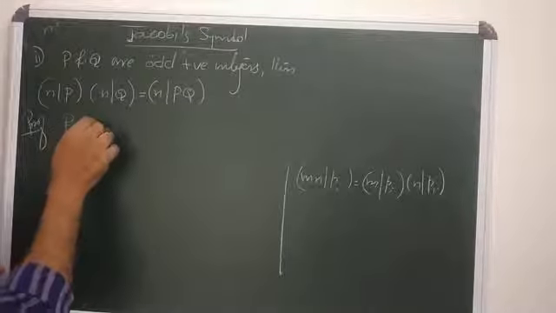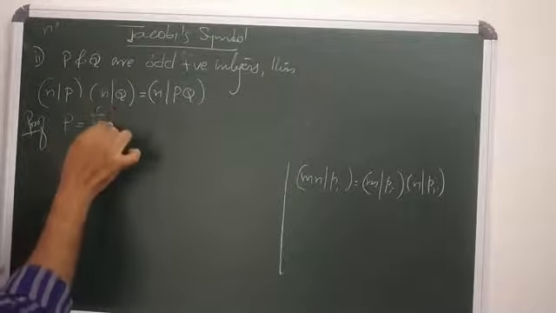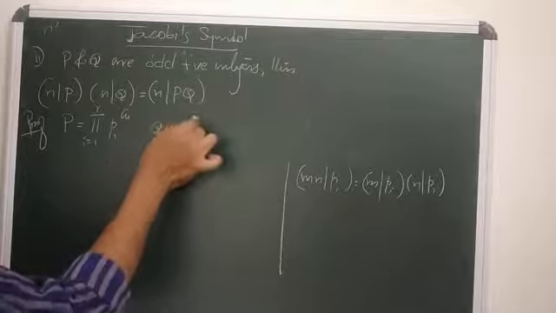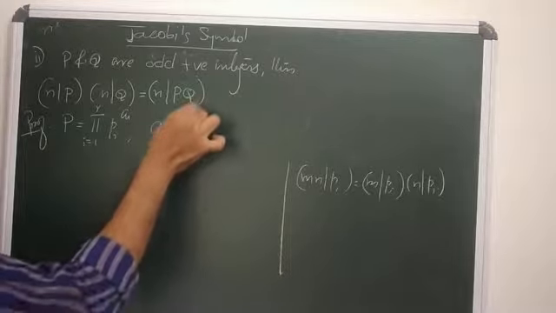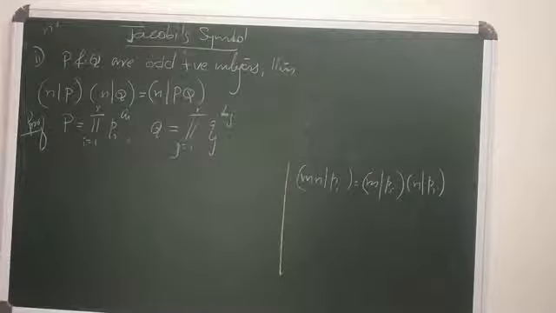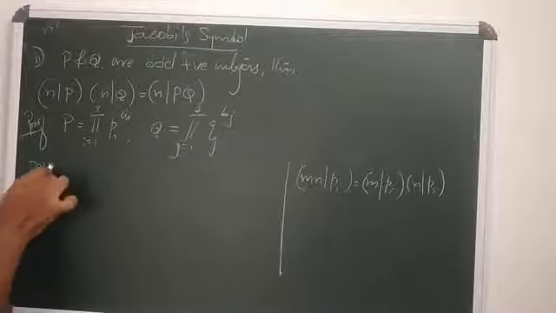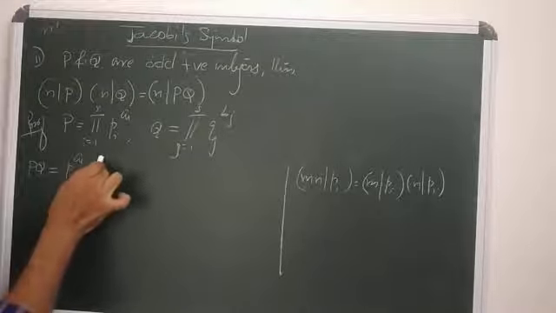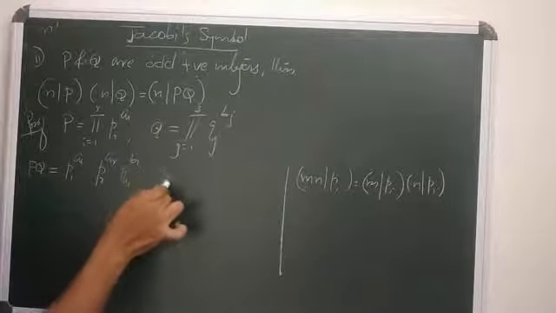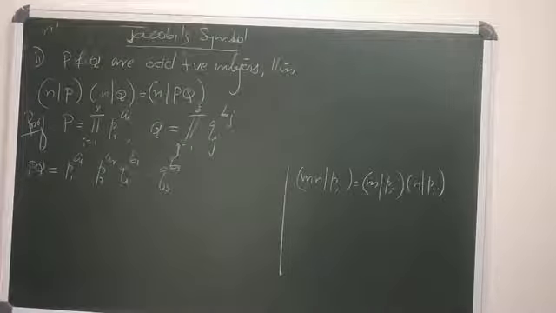First we suppose that p has a prime factorization, p equals the product, i ranges from 1 to r, of p_i to the power a_i, and q has a prime factorization, q equals the product, j ranges from 1 to s, of q_j to the power b_j. So p and q have these types of prime factorization. So what is pq here? pq means it is p_1 to the power a_1 and so on up to p_r to the power a_r, into q_1 to the power b_1 and so on up to q_s to the power b_s. So this is pq.